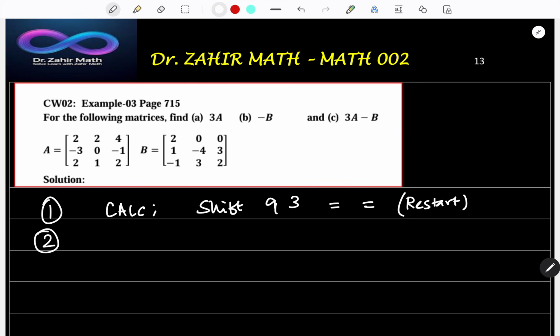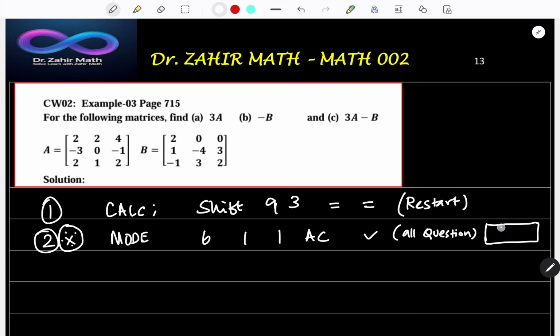Step number 2. You go for mode, and then you go for 6. Press 6 and then press 1. Irrespective of any question, this step is compulsory for all the questions. Then press 1 again, and then press AC. This step is a must. Once you finish this method, you will get the letter MAT on the screen.